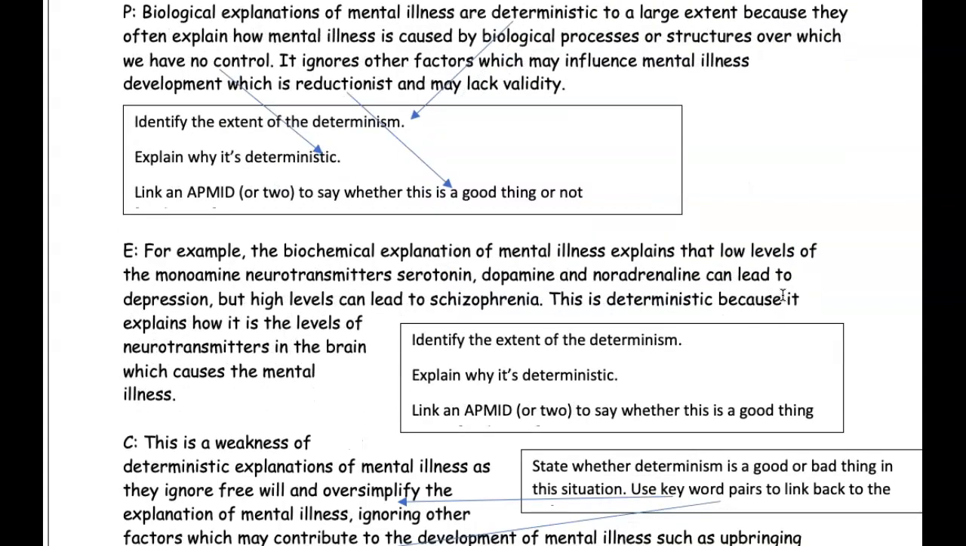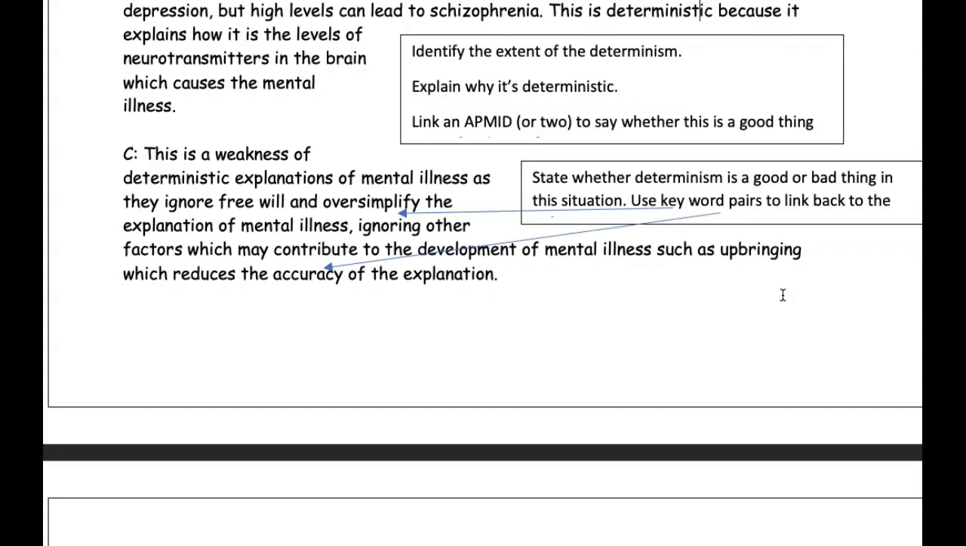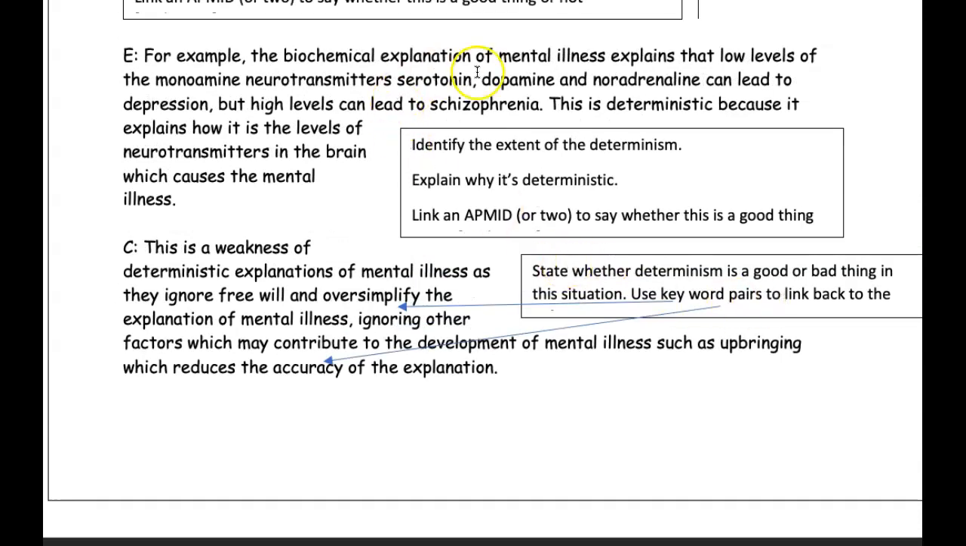Okay, so we're going to link a little example here. For example, the biochemical explanation of mental illness. Okay, it's one of the many biological ones, isn't it? It explains that low levels of monoamine neurotransmitters, serotonin, dopamine, noradrenaline, can lead to depression, or high levels can lead to schizophrenia.